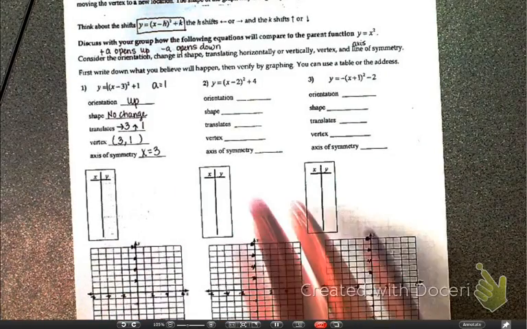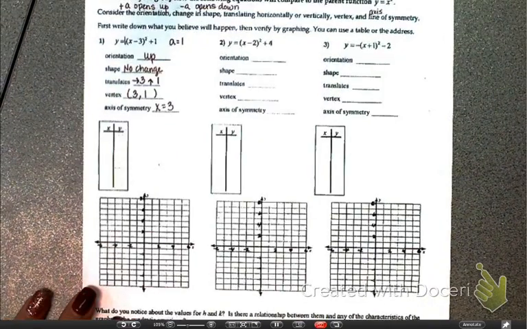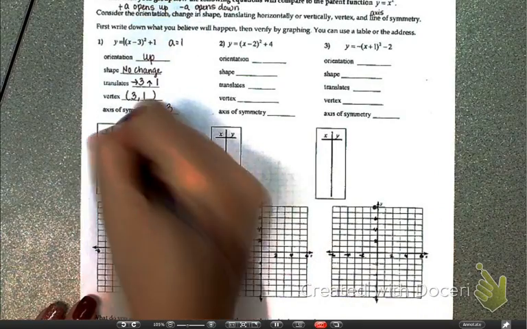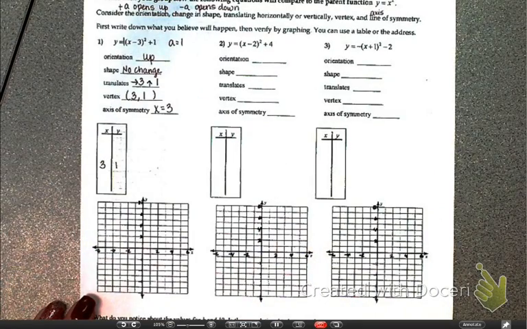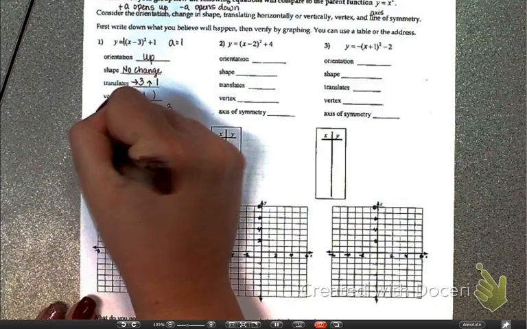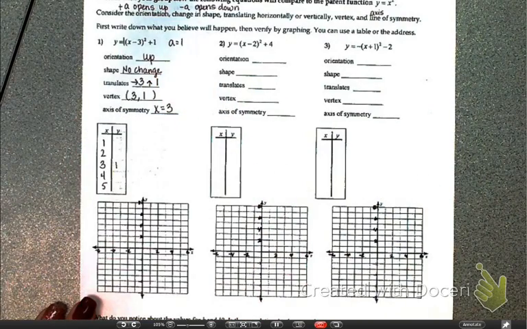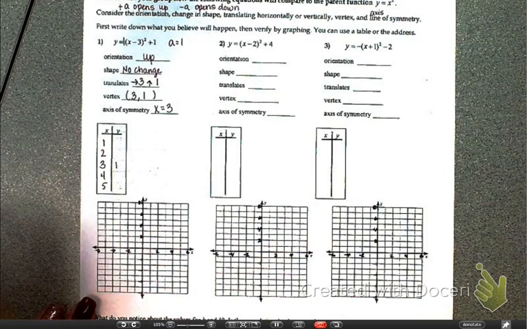Now, when we're creating our table of values, we use our vertex as our middle point. Okay? And then we need to find 2 x values below 3 and above 3. So what are the 2 x values below 3? 2 and 1, and above 3? 4 and 5. And as long as you pick the appropriate x values, everything's going to be symmetrical.